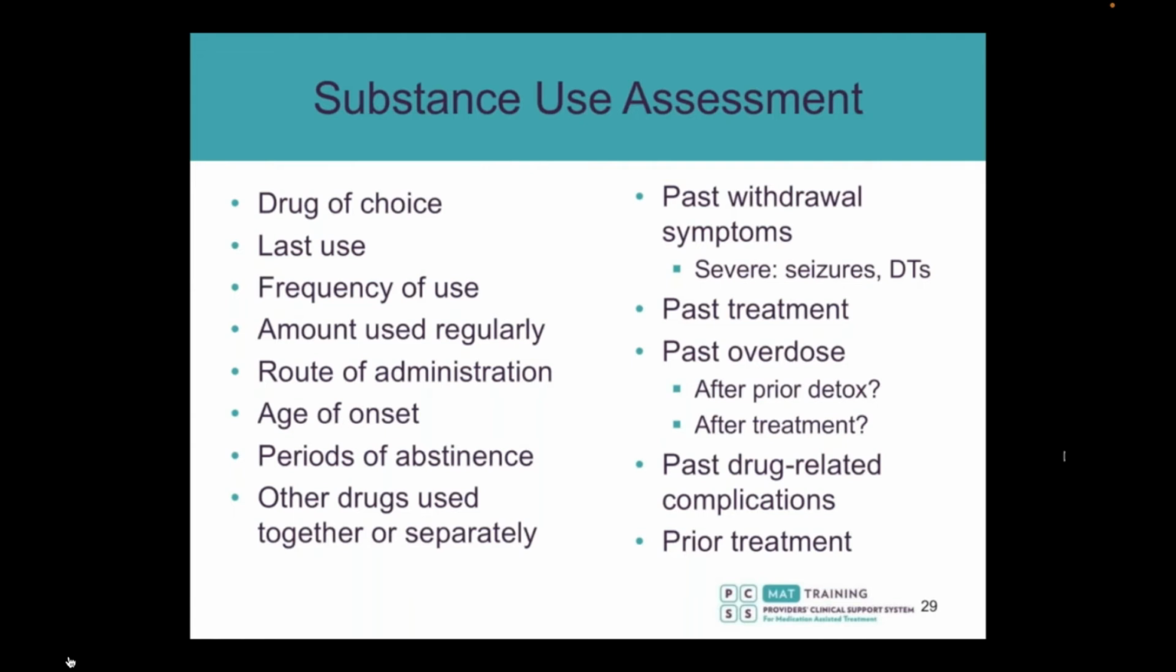So you can see that asking these questions about drug of choice, when they last used, how frequently they use, the amount they're using regularly, the route of administration, when they started using, if they've had periods of abstinence, if they use other drugs, and if they use them together or separately, what sort of past withdrawal symptoms they've had, if they've had past treatment, any past overdoses, and if that was related to detox or treatment, and then past drug-related complications or prior treatment. So again, these can all help guide your next steps in the conversation.